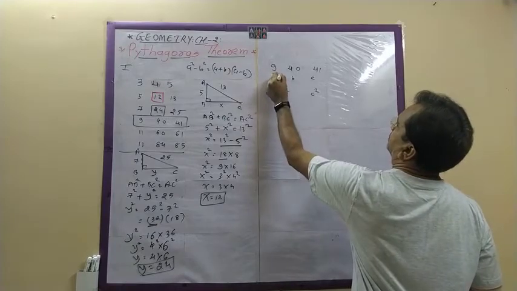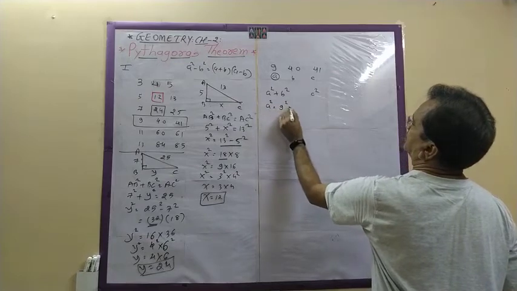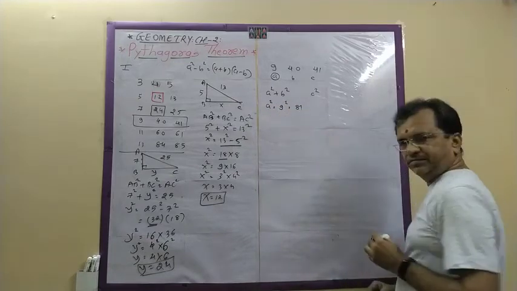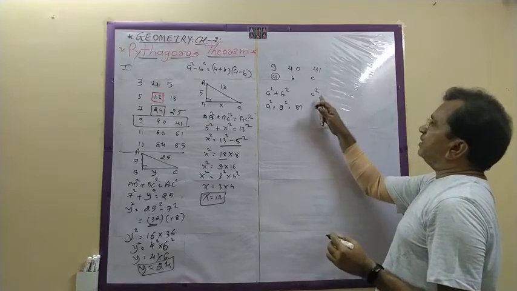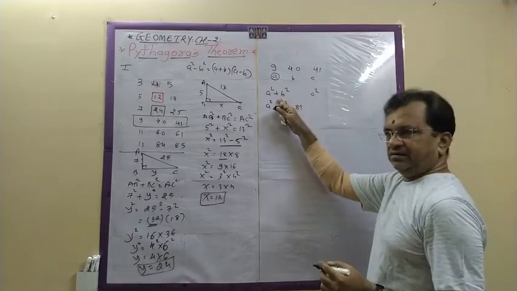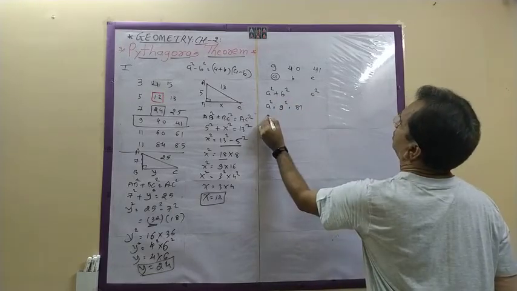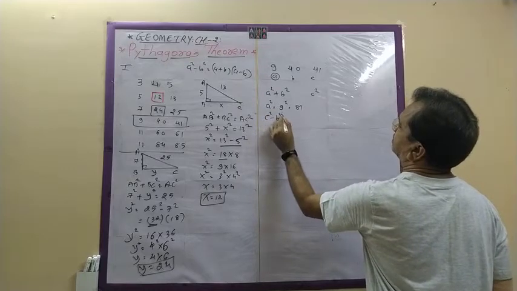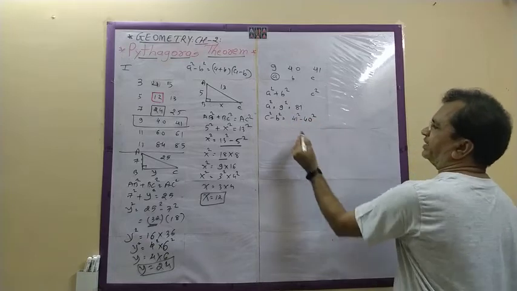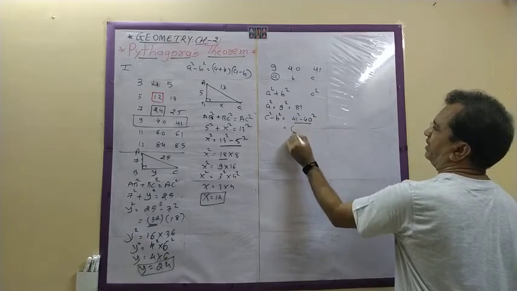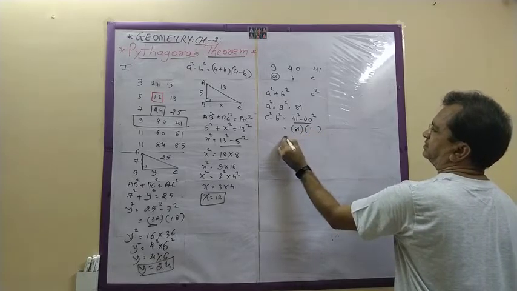This is A. So A square is how much? 81. Now, if you take the highest number, then you have to add. I have taken the smaller number, so I have to subtract. So what will I do? C square minus B square is equal to 41 square minus 40 square. Again same: one time plus, one time minus.